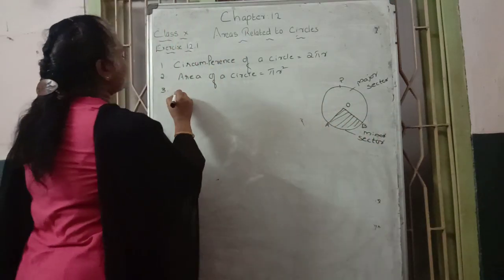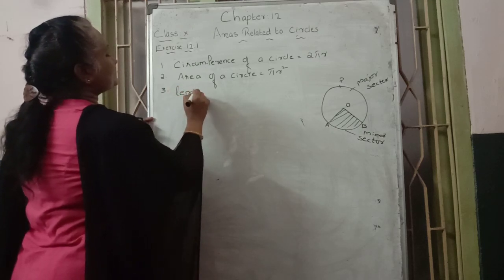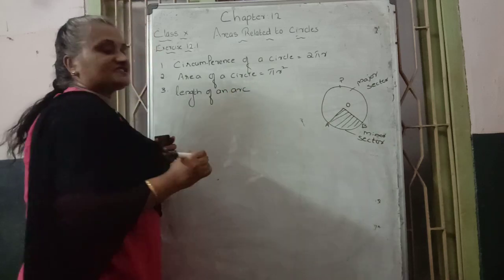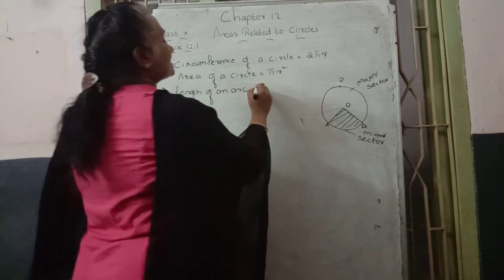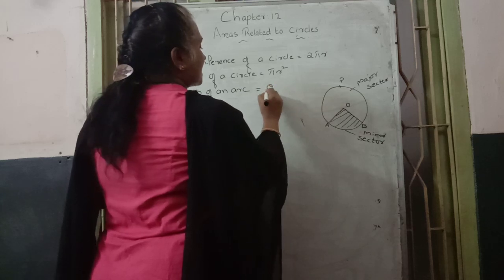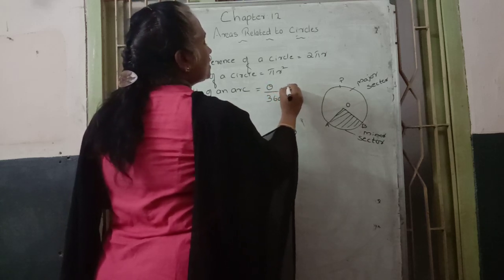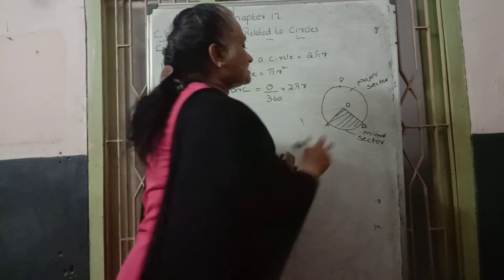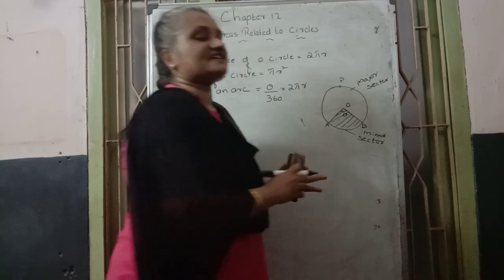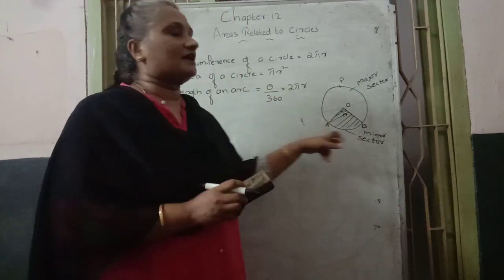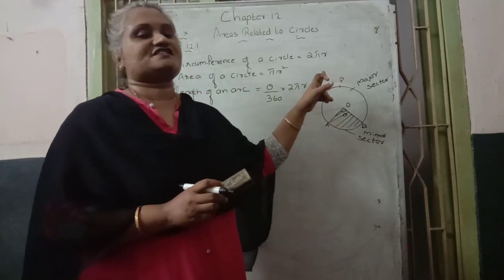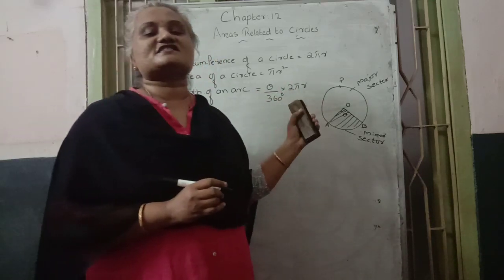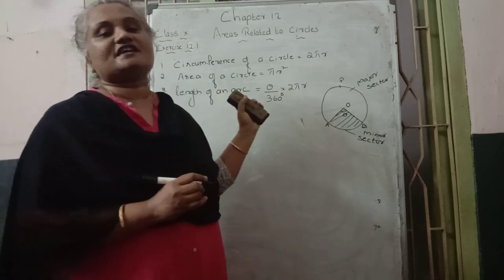First, the length of the arc, how to find it? For an arc of a circle of radius r, the length of the arc is equal to theta by 360 into the circumference, that is 2 pi r. Theta means the central angle. One full complete circle is how many degrees? 360. So theta by 360 degrees into 2 pi r is the formula for the length of the arc.